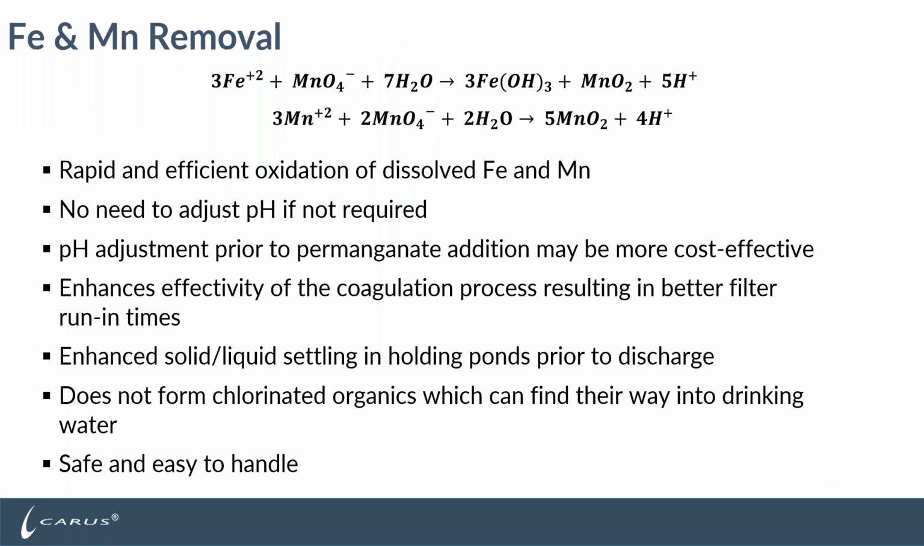So I touched on this previously, but iron and manganese removal is really the bread and butter for permanganate treatment. Key treatment targets and advantages include the rapid oxidation of dissolved iron and manganese, no need for pH adjustment if it isn't required, although pH adjustment prior to permanganate addition can be more cost effective. I'll highlight this a little later again.